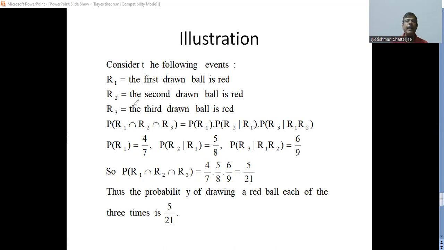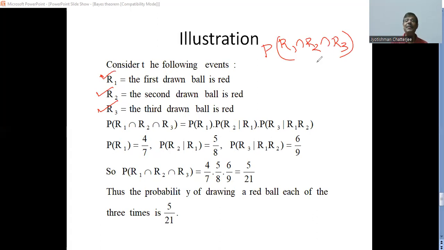Okay, let's get back to the example. Let's consider the following events. R1, that means the first drawn ball is red. That's an event. R2 is the event that the second drawn ball is red, and R3 is the event that the third drawn ball is red. After having written the events like this, what's the event that all the 3 picked up balls are red? That is nothing but R1 intersection R2 intersection R3. So we are trying to compute the probability of that.